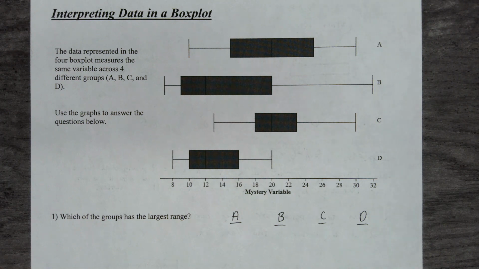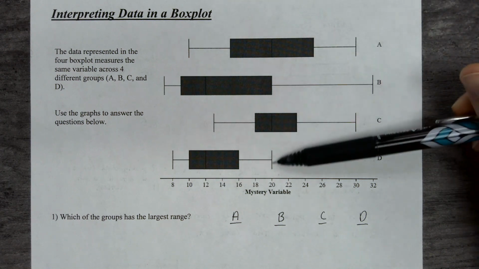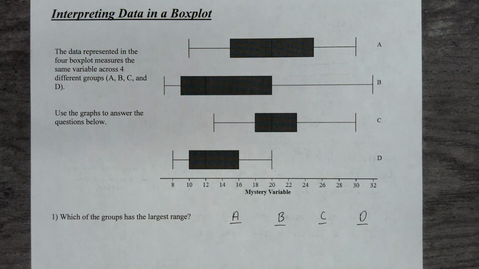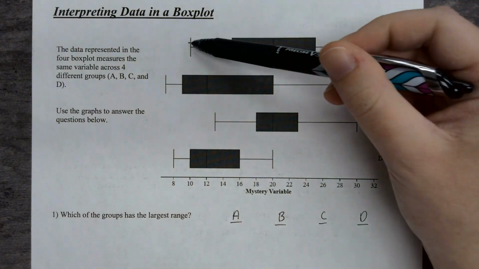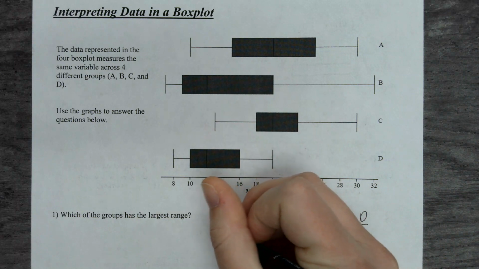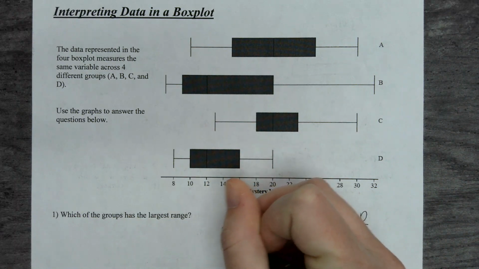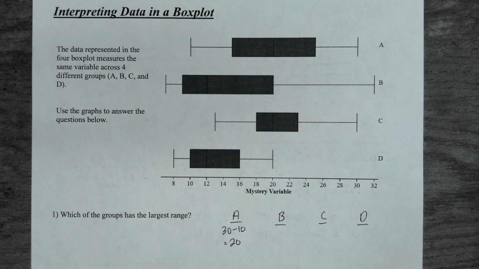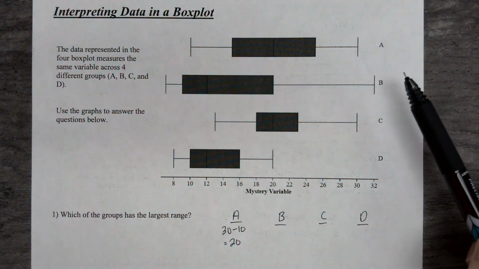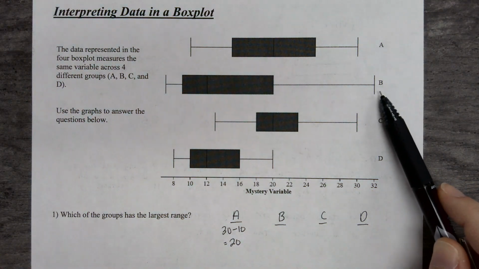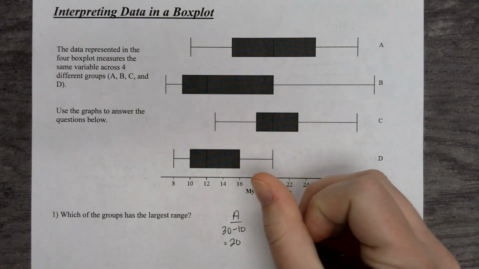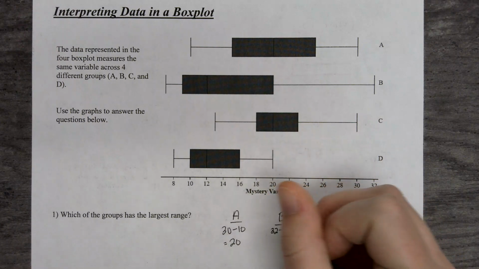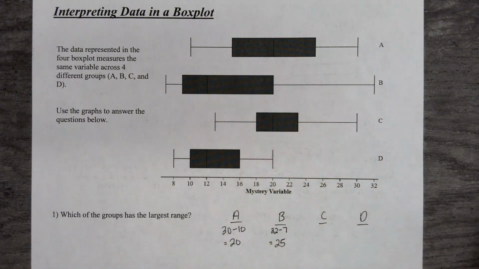It just makes it a little easier to look at when you have a split box plot or a side-by-side box plot. So I'm going to take my maximum, which is about 30 for A, minus my minimum, which is 10. So 30 minus 10 gives me 20. That's the range of my first data set. I'm going to take my second data set, which has a maximum of probably about 32, and subtract a minimum a little less than 8, so 7. So 32 minus 7 gives me 25. Okay, bigger range.